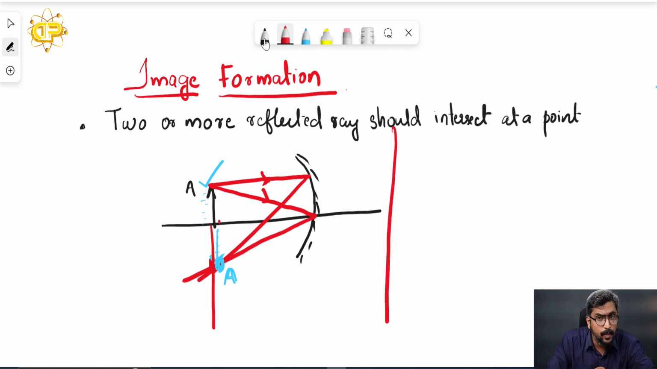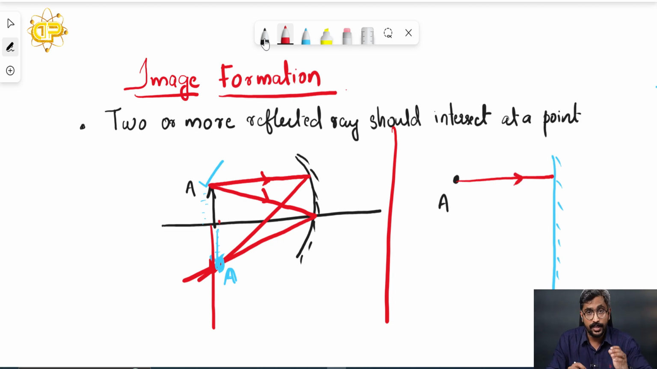So what happens in the case of a virtual image? For a virtual image, I am taking a plain mirror. Now I'm taking a small point A here. Just imagine from this point A, a ray is coming like this. It is falling perpendicularly so that it will just bounce back. We'll study all those things. It will bounce back. We had already studied this; it is a simple thing. Why is it bouncing back?